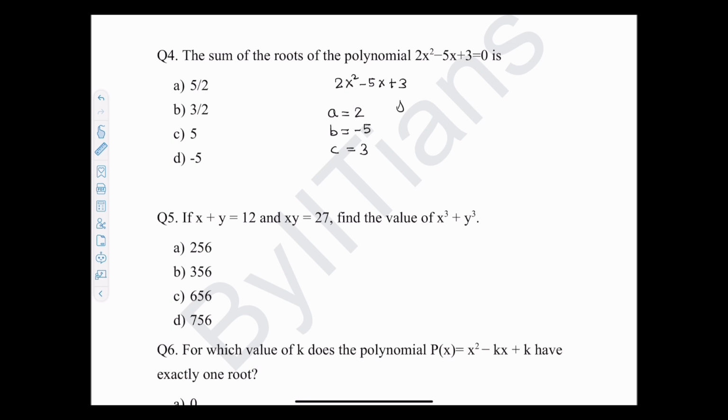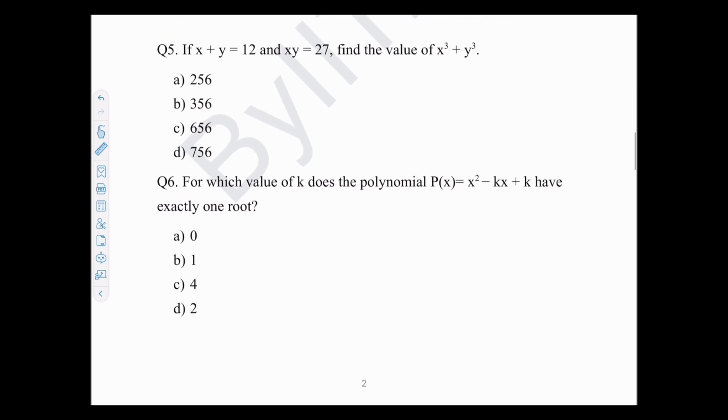And remember, the sum of the roots is given by minus b over a, which is minus of minus 5 over 2, which gives us 5 over 2. Hence, the sum of the roots is 5 over 2. Hence, option A is the correct option. Now, let's move on to question number 5. If x plus y is equal to 12 and x multiplied with y is 27, find the value of x cubed plus y cubed. Now, it's a tricky question.